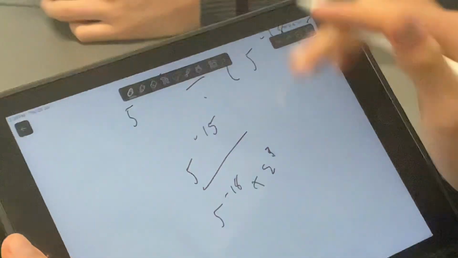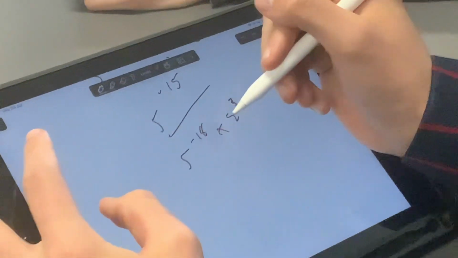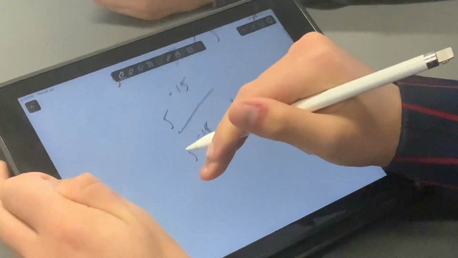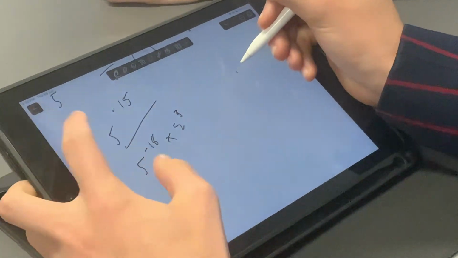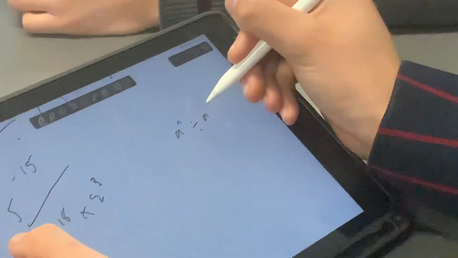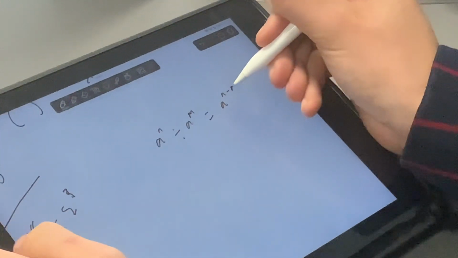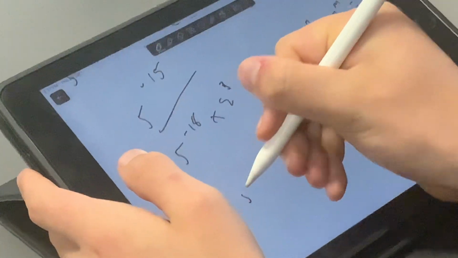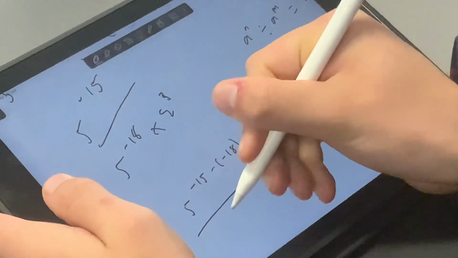Okay. So, due to these both having the same base, and there being powers, we can do a rule where, let's say a to the power of n divided by a to the power of m, due to them having the same base, it is equal to a to the power of n minus m. That is one of the other index laws, yeah? You're good? Yes. So, we can change this to 5 to the power of negative 15 minus negative 18 over 2 to the power of 3.